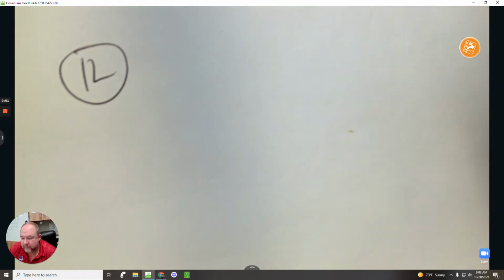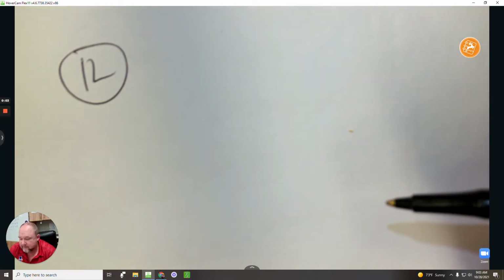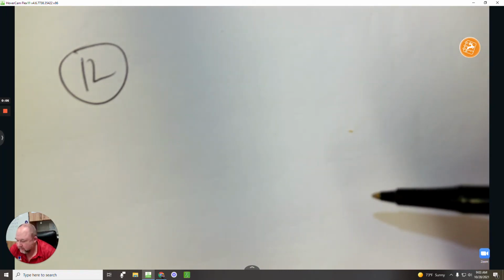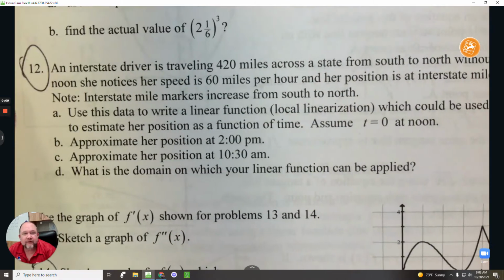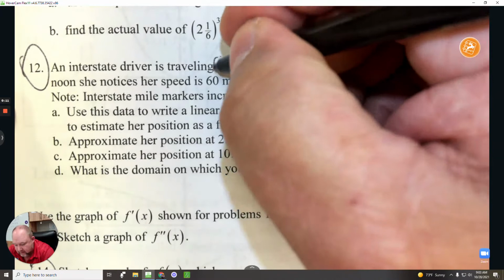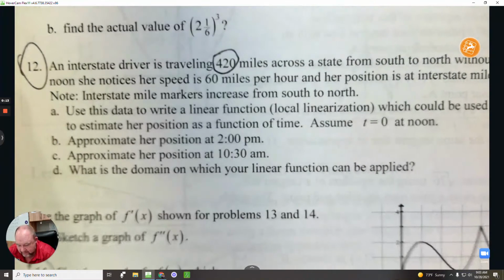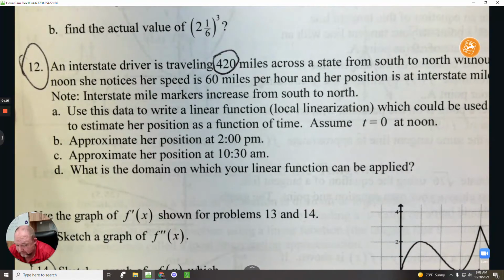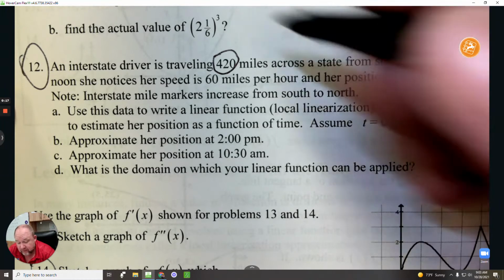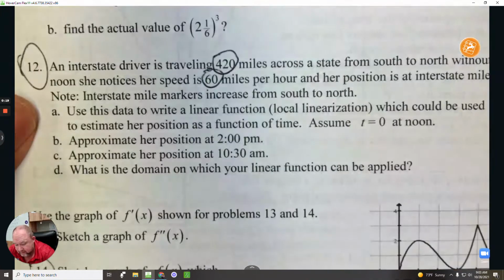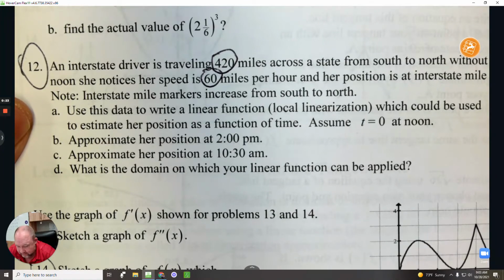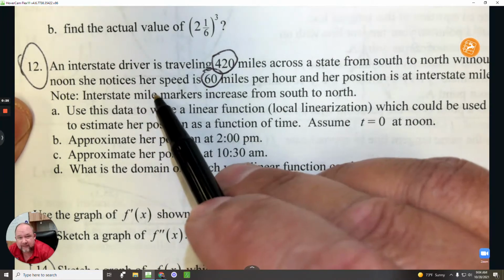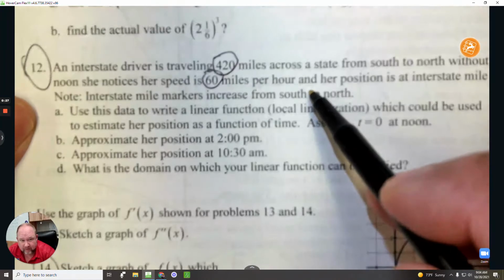All right, so here's number 12 from the assignment. That's where we're starting. An interstate driver is traveling 420 miles across the state from south to north without stopping. At noon, she notices her speed is 60 miles per hour, and her position is at mile marker 240, and it says interstate mile markers increase from south to north.